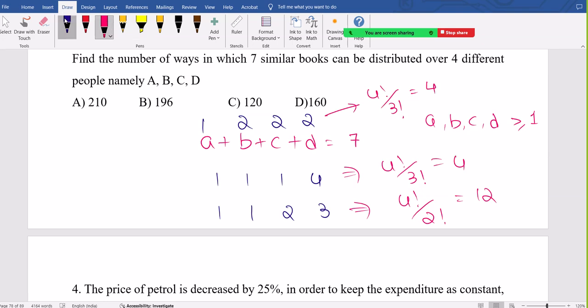We got very less. How much? 4 plus 4 plus 12, which is 20, right? Fine. Any other combination missed? This is one approach, distributing, right? Or else we can go with the formula mode also, but see, this is similar boxes, right?